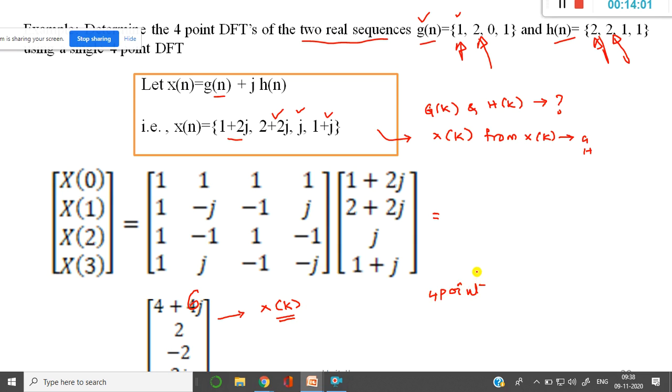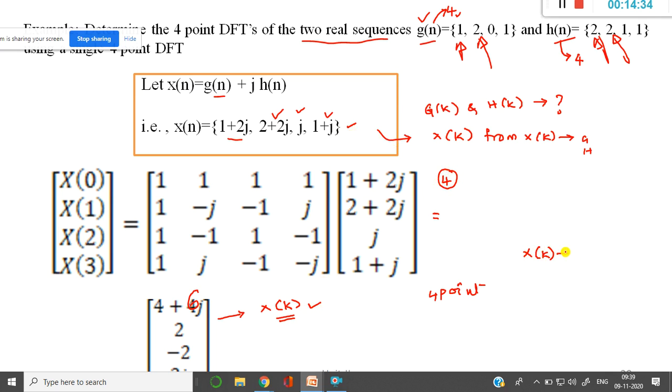In the traditional method, if I want to calculate g of n and h of n, we apply a 4-point DFT for g of n, and one more 4-point DFT for h of n. But here we combined both signals in the form of a complex valued signal. Then we applied a single 4-point DFT, and we could obtain the X of k values.